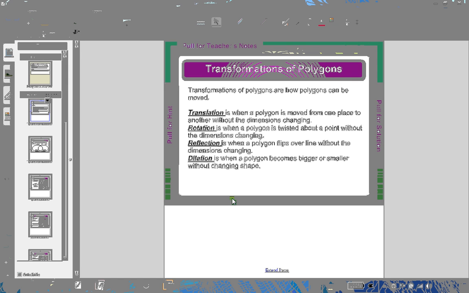The next section is on transformations of polygons. There are 4 basic types. Translation is when a polygon is moved. Rotation is when a polygon is twisted. And reflection is when a polygon is reflected or flipped over a line. Dilation is when a polygon becomes bigger or smaller, but the shape stays the same.